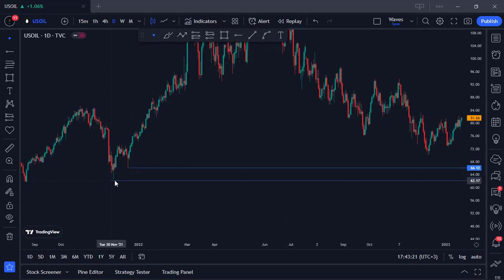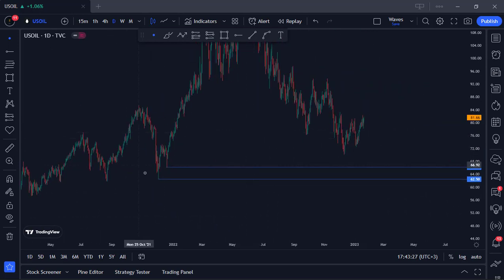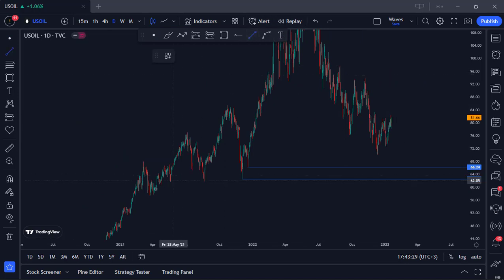My main target is this lower one, not this top one. This lower one is the main one, because this is the area where we had this pattern right here, and then the price broke to the upside. So we had this one, yeah. So that's why I'm targeting this low right here.